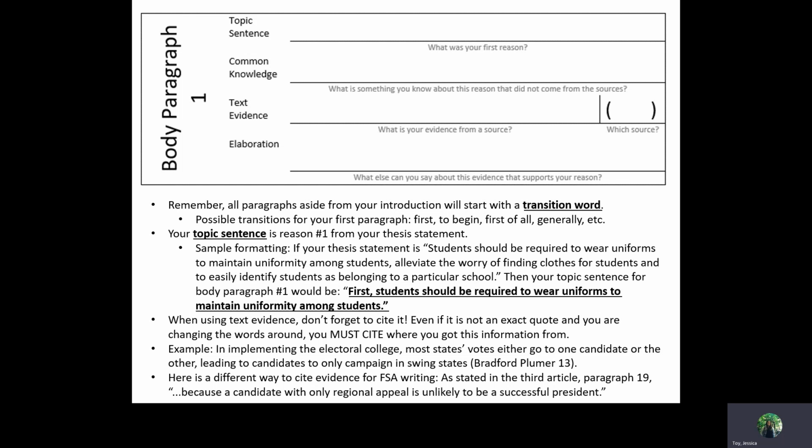So again, here's a different way to cite evidence for FSA writing. As stated in the third article, paragraph 19, quote, because a candidate with only regional appeal is unlikely to be a successful president. So that one was not paraphrasing. That was a direct quote. In both instances, you need to tell us where you got that information from. This is very, very important.